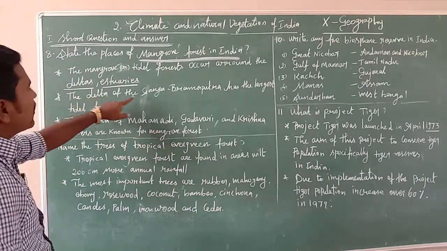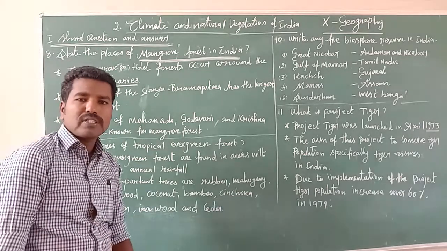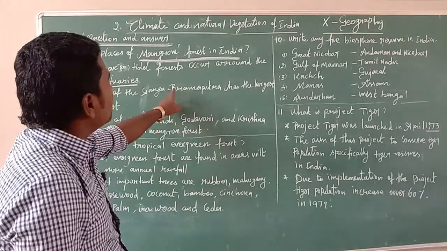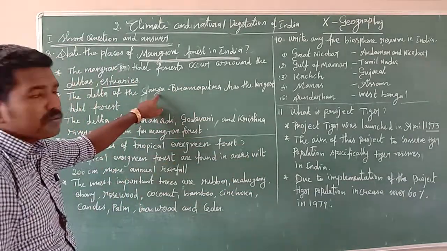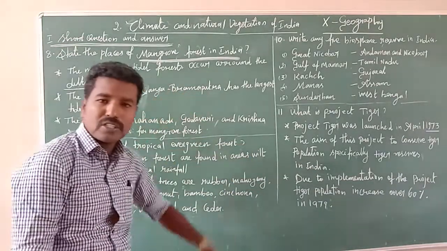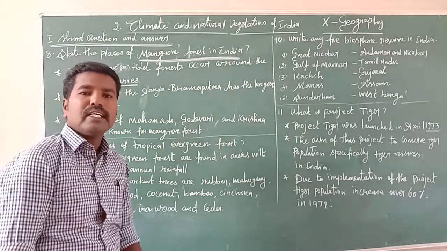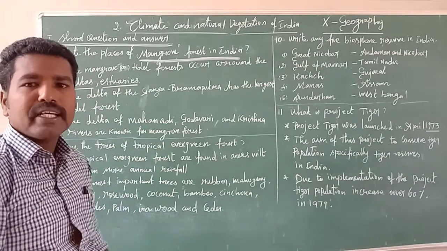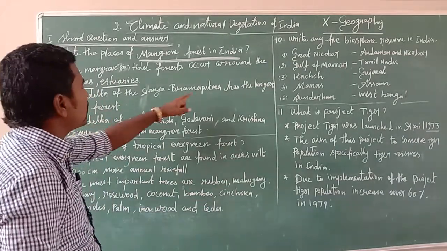The delta of Ganga and Brahmaputra has the largest tidal forest. You know which is the largest tidal forest in India? Ganga and Brahmaputra has the largest tidal forest because Ganga is the largest river in India and Brahmaputra is one of the largest rivers. These two rivers meet in West Bengal and make the largest deltaic region, the Sundarban Delta. That is the largest delta in India.